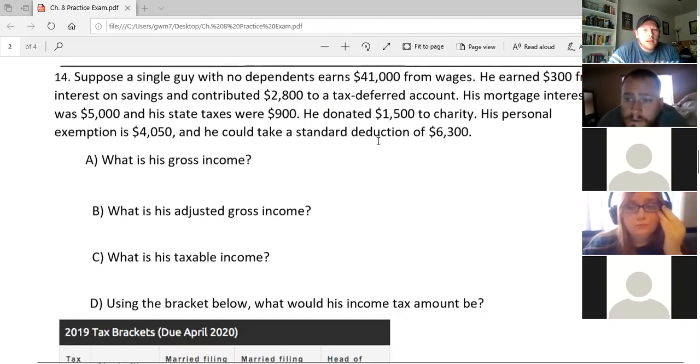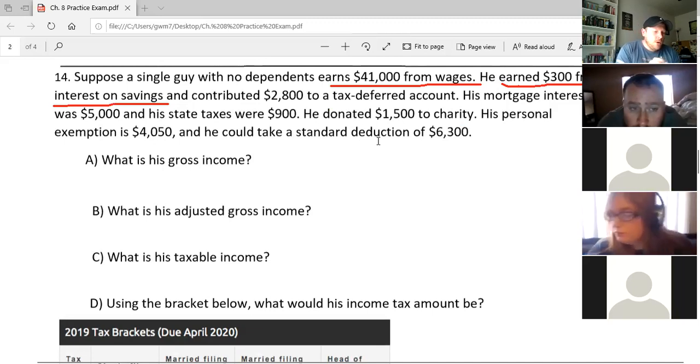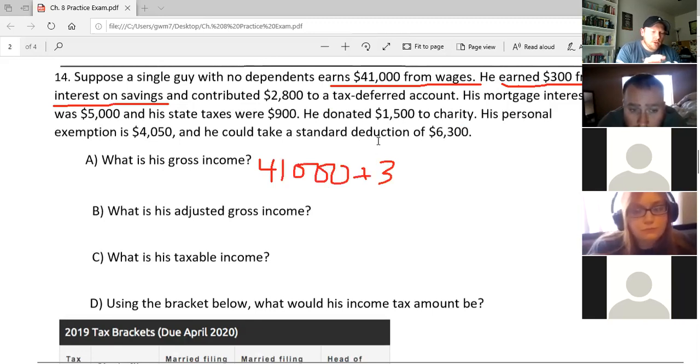Suppose a single guy with no dependents earns $41,000 from wages. Okay, so this is a lot of words. I'm going to help myself keep track. He's earning $41,000 from wages. He earned $300 from interest on savings. And I know that both of those contribute to his overall gross income. So his gross income, that's question A, is the 41,000 plus 300 so far.